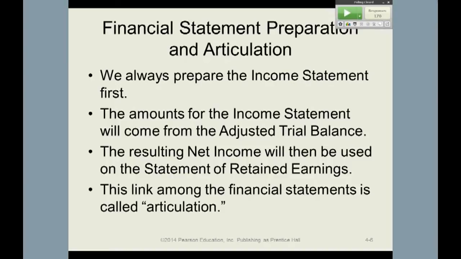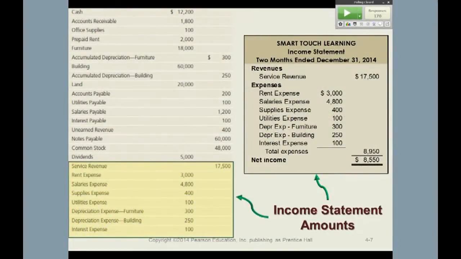So let's see that again just to review. If we take a look at this adjusted trial balance, this is after all of the adjusting journal entries were journalized and posted. The income statement accounts, of course, would include the service revenue and all of your expenses. Another question that came up was whether or not the depreciation would be separate on each asset account, and that is in fact correct.